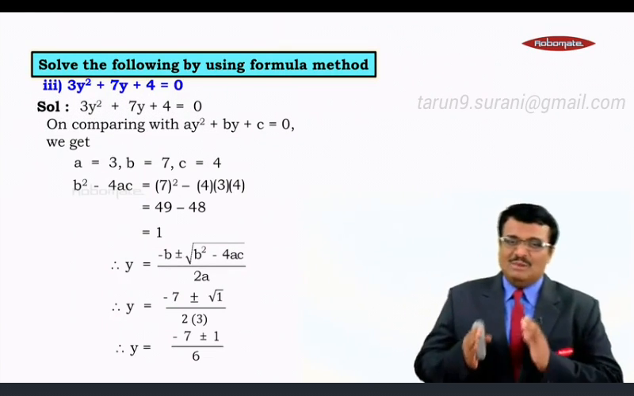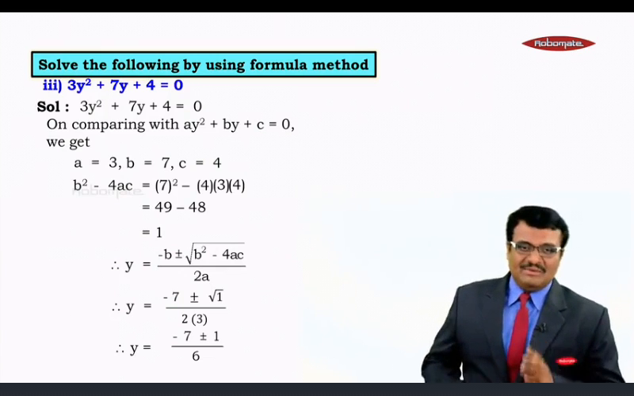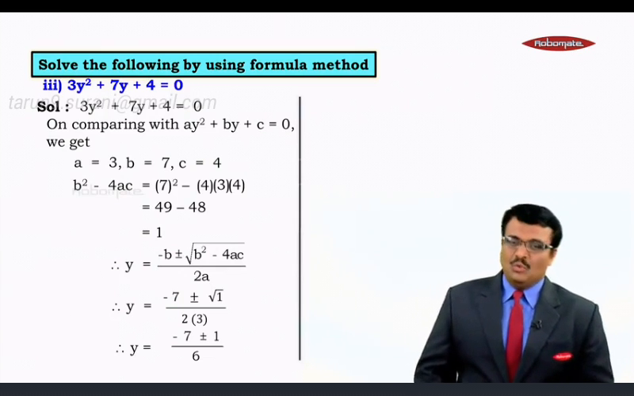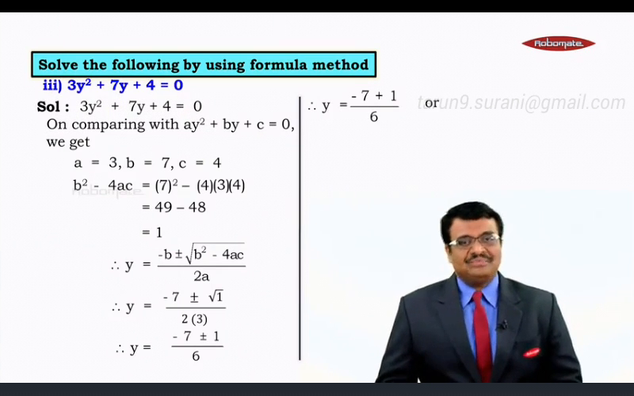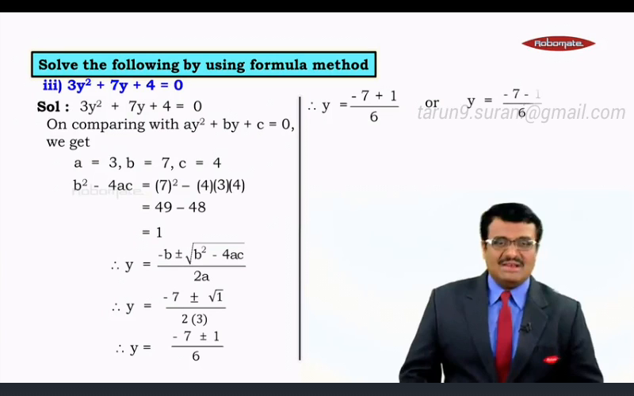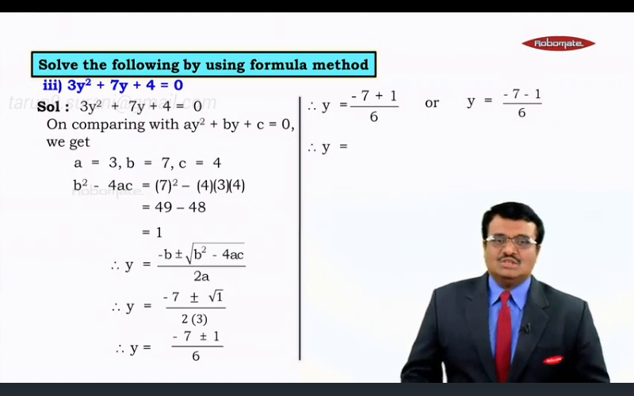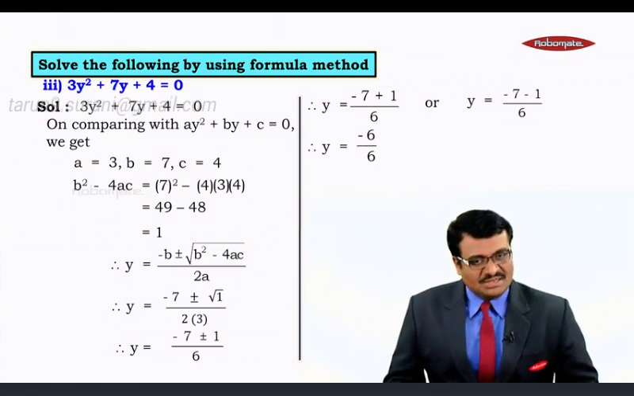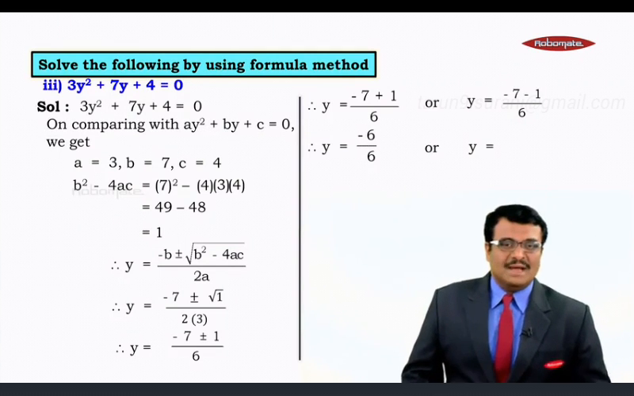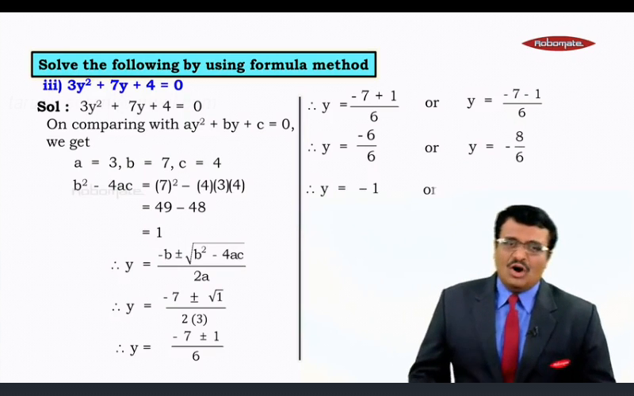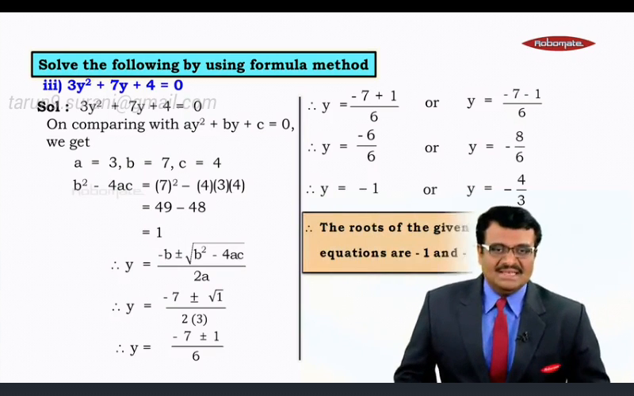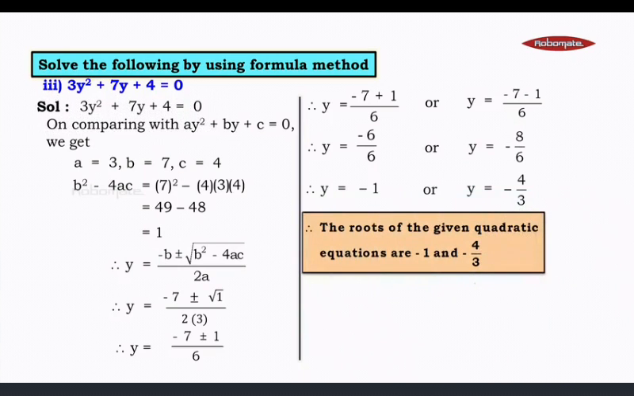One value of y will be with plus sign, another value of y will be with minus sign. So what we get? y is equal to minus 7 plus 1 upon 6, or y is equal to minus 7 minus 1 upon 6, right? So what we get? y is equal to minus 6 upon 6, or y is equal to minus 8 upon 6. We can reduce this. So what we get? y is equal to minus 1, or y is equal to minus 4 upon 3. And then we can write the final answer. The roots of the given quadratic equation are minus 1 and minus 4 upon 3. Thank you.